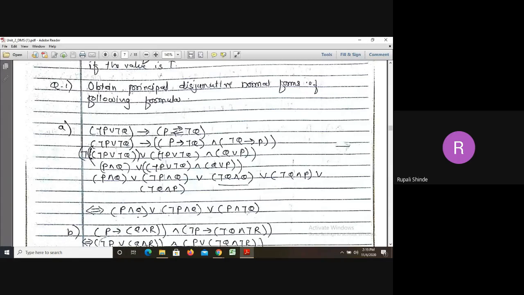Okay. Now this second one you have to solve by yourself. P conditional Q and R, and negation P conditional negation Q and negation R. So first step, we have to remove these conditionals. Both the conditionals we have to remove, and then we have to convert that formula into PDNF. So can you solve it? Okay. So take 5 minutes and try to solve it.